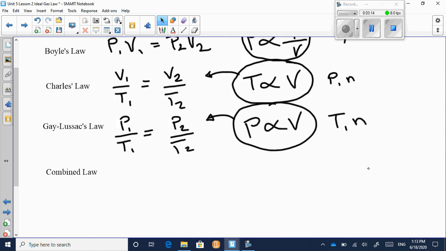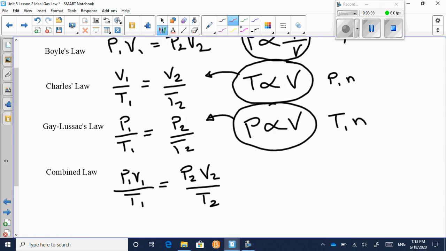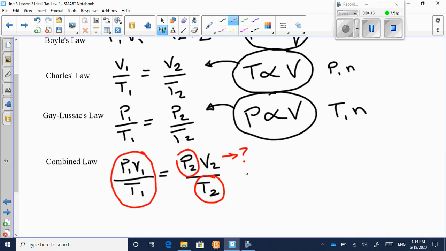Finally, what we did in the last lesson was put all these laws together into one law and called it the combined gas law: P1 V1 over T1 is equal to P2 V2 over T2. This allowed us to calculate, if you are given five things, the sixth thing. Say you were given the initial pressure, volume, and temperature, and then the final pressure and final temperature. You could calculate your final volume using the combined gas law. That's how we finished the last lesson.